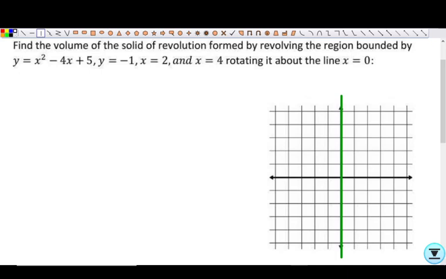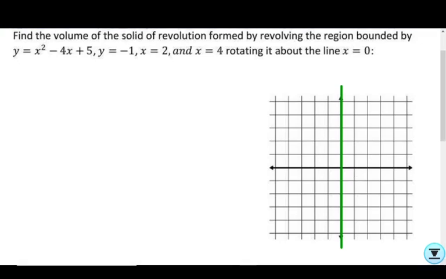When I find my bounded area, the quadratic has its vertex at (2, 1), and this part here is the part of the quadratic we're going to be using. Then we're using this line here, from here to here. So this is my bounded area, and it's bounded by these functions right here.